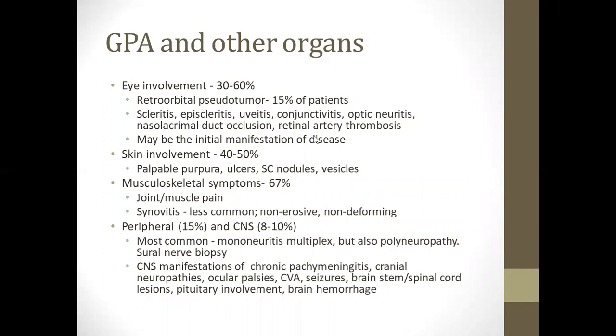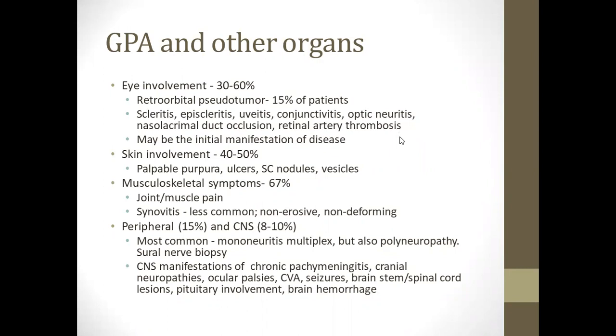Multiple other areas can be involved in GPA. The eye, they can have the retroorbital pseudotumor, all the different inflammatory processes of the eyes. Many of them can be present in GPA, from scleritis, episcleritis, uveitis, conjunctivitis, optic neuritis, nasolacrimal duct occlusion, which can be related to the sinus congestion, renal artery thrombosis. And that can be the initial manifestation of disease.